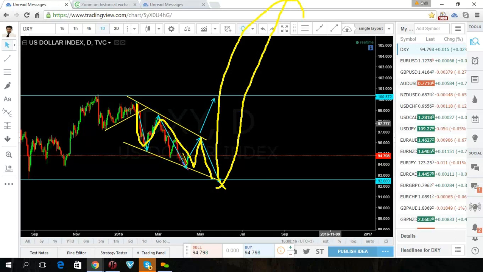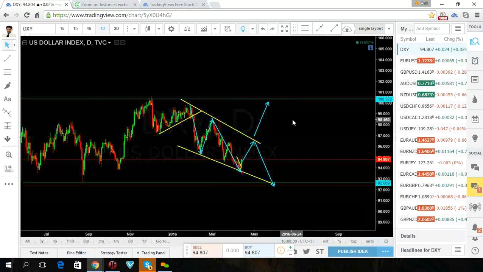Don't miss this move if it happens, even if you miss everything in here. This move will triple your account, not only double your account. It's going to triple your account if you know how to trade it correctly. If you understand structure and you know how to trade, that will triple your account.